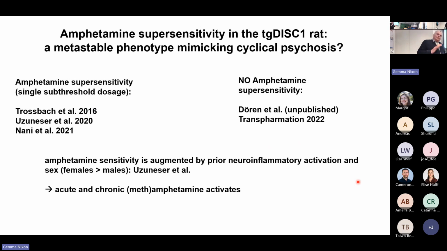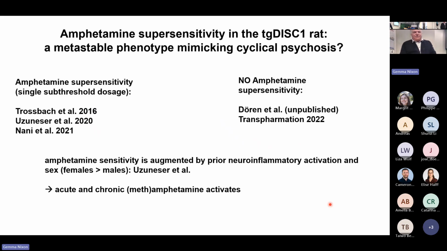And I told you before about this. Now we're getting back again to the one-shot amphetamine supersensitivity. And we published this 10 years ago, and then we tried to replicate it many times, and we weren't able to replicate it. And so we were asking ourselves what happens.